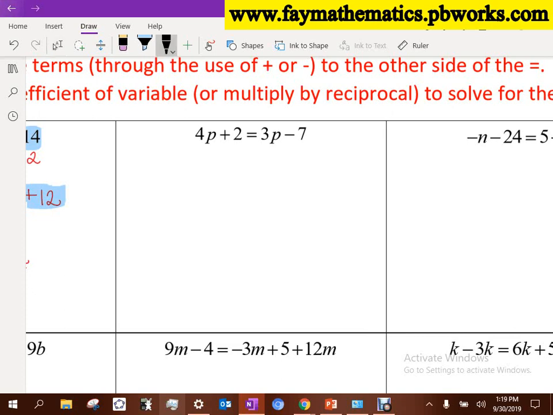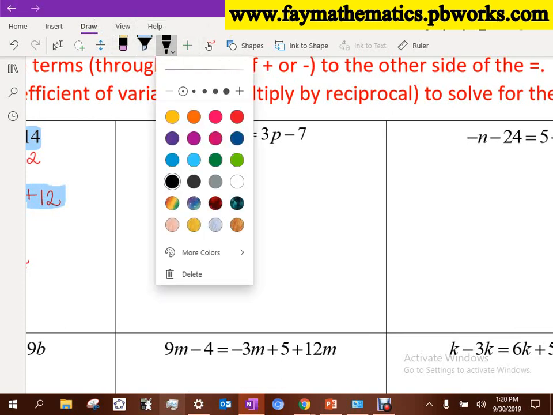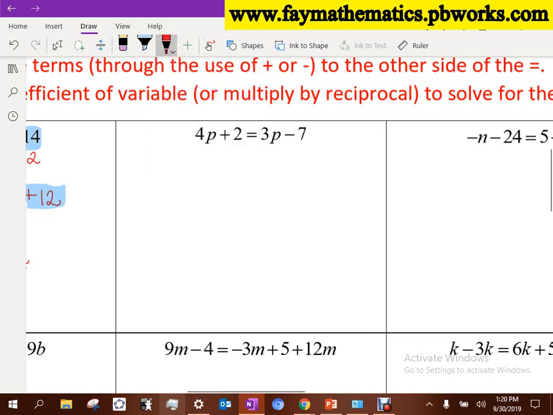So what'd you do first? Anybody? Boston? Okay, so you said that you were going to work with your variable terms first. So you said you're going to take this 3p and subtract it from both sides, right?